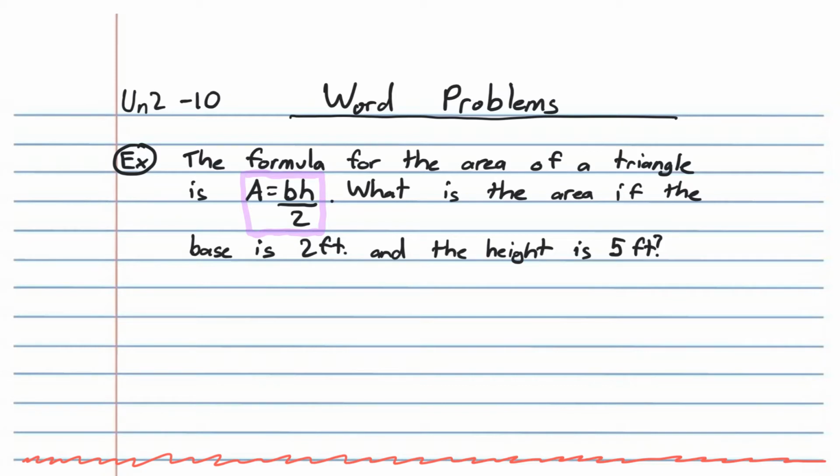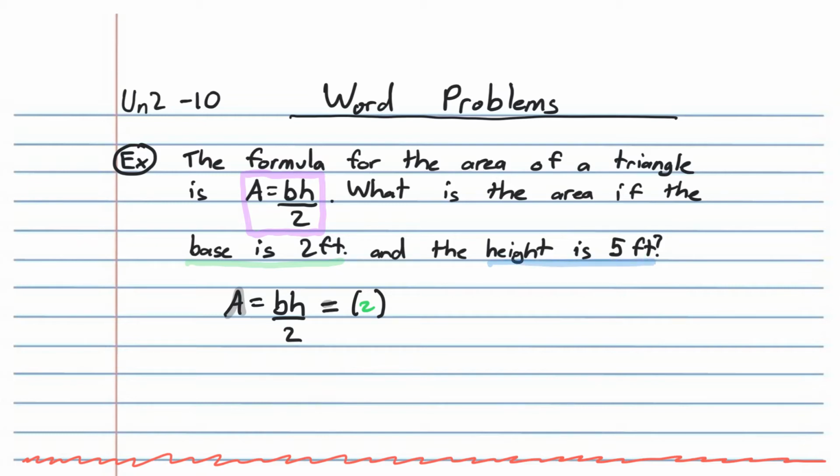Okay. So let's start off with the equation again. A is equal to BH over 2. And then we have to look at the information they gave us. They told us that the base is 2 feet, and base is represented by B, so we can replace that B with a 2, because we know it's 2 feet. And then they also told us what the height was. They said the height was 5 feet.